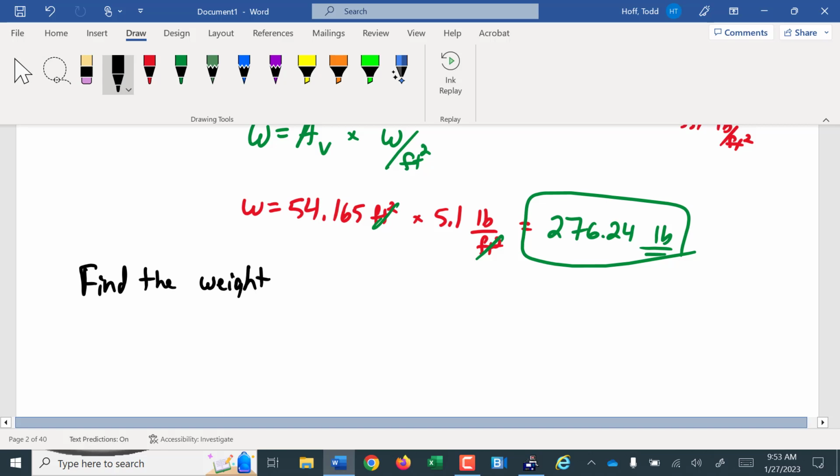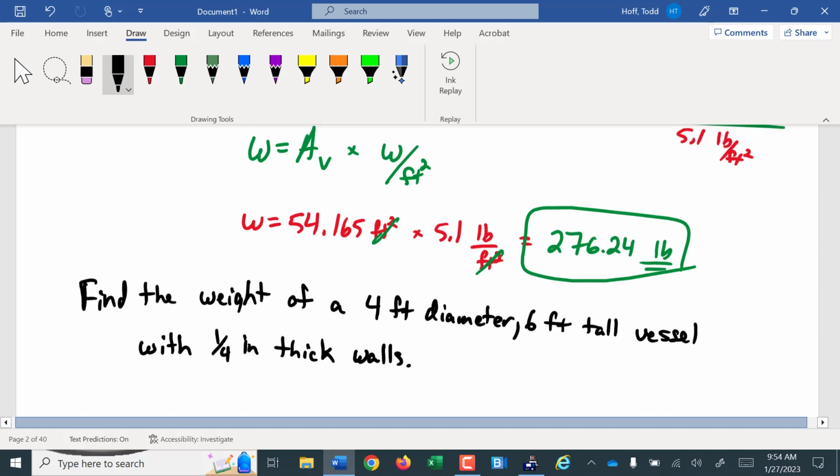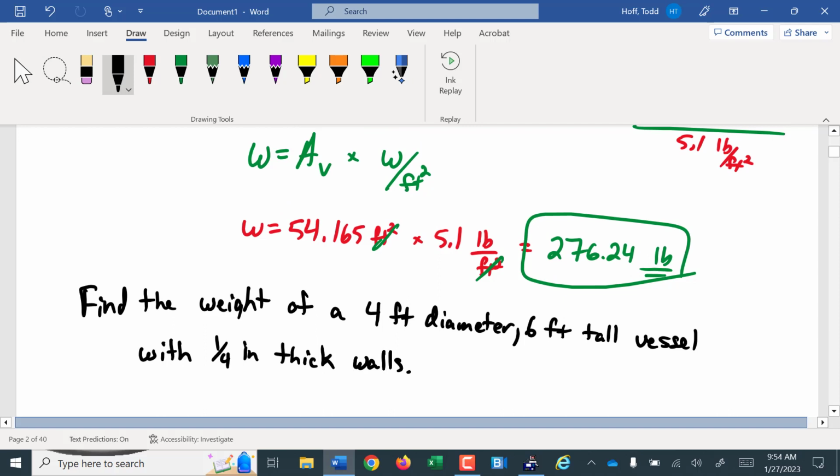So I'm going to have you in your notes try for me, find the weight of a 4-foot diameter, 6-foot tall vessel with 1/4 inch thick walls. We'll give you a couple minutes and we'll go over that.